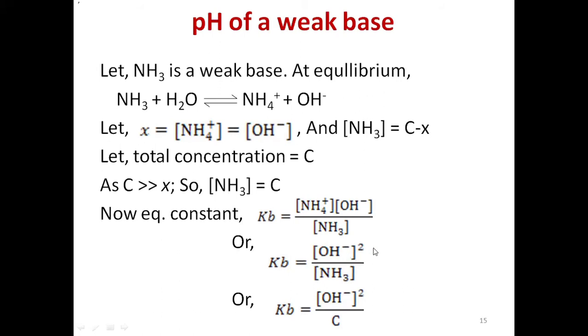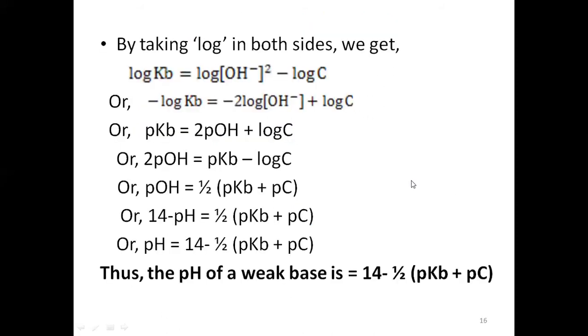So Kb equals hydroxyl ion squared divided by ammonia, and we can write hydroxyl ion squared divided by C, as the concentration of ammonia is C. Now by taking log on both sides, we get log Kb equals log of hydroxyl ion squared minus log C, so minus log Kb equals minus 2 log hydroxyl ion plus log C. Thus, this is a mathematical formula.